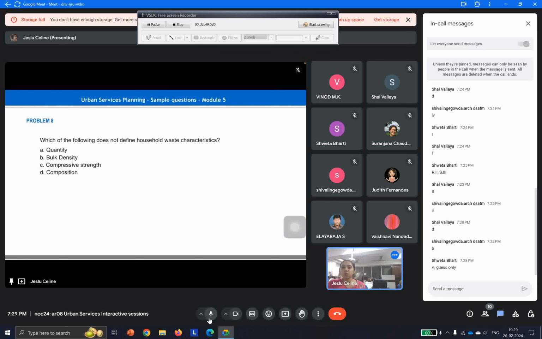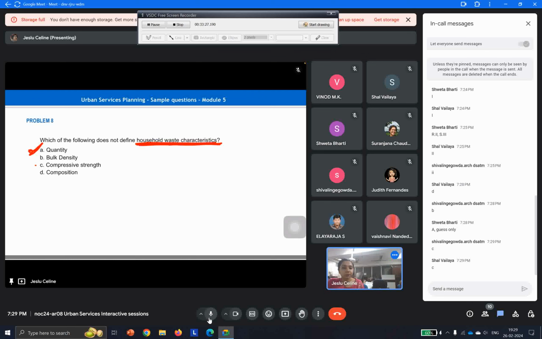Which of the following does not define household waste characteristics? A, quantity; B, bulk density; C, compressive strength; and D, composition. So we are talking about characteristics of household waste. Quantity, does that affect? Okay, somebody says C. Yes, let's come to that. Quantity, does that affect? Yes, based on the quantity of each characteristic, we'll have to plan our waste management system. So yes, quantity defines waste characteristics of a household.